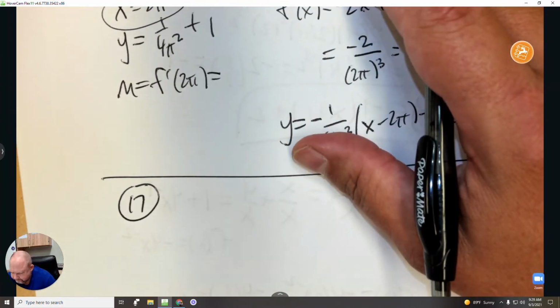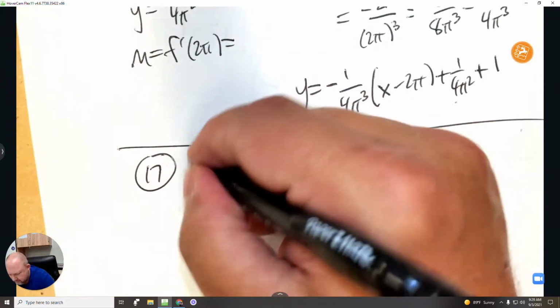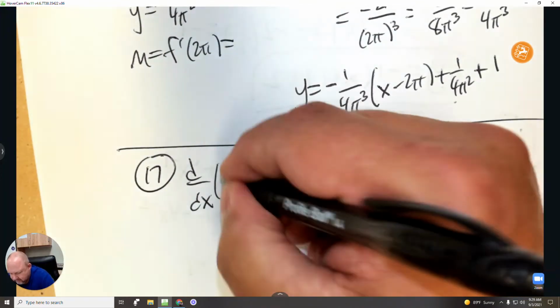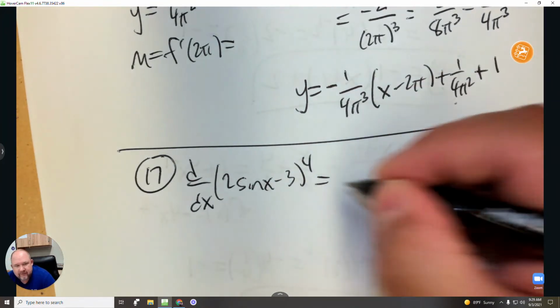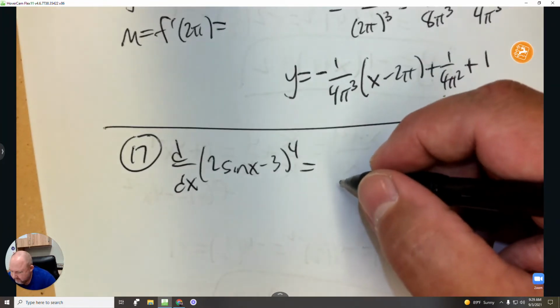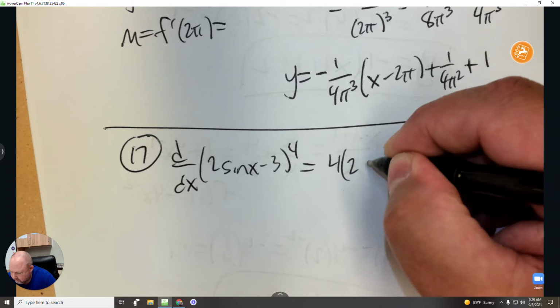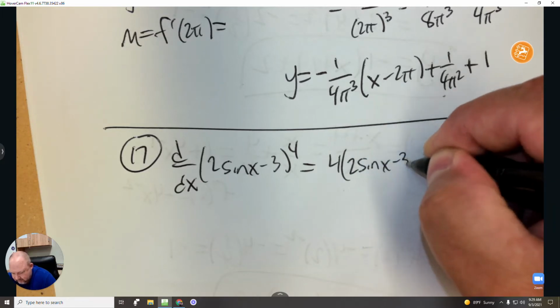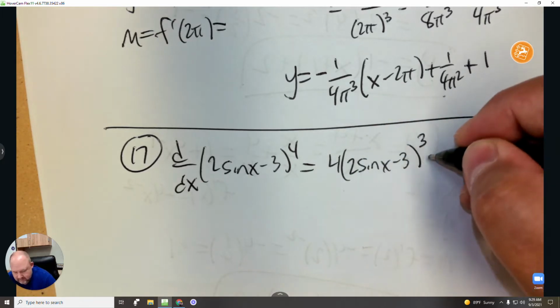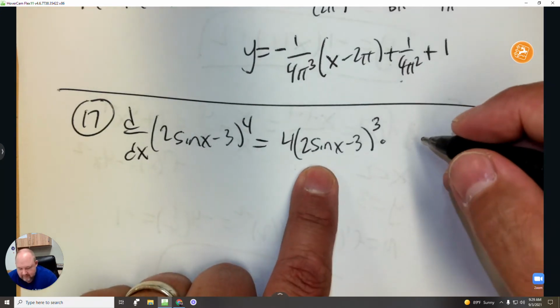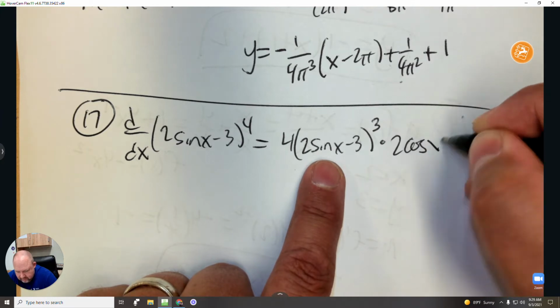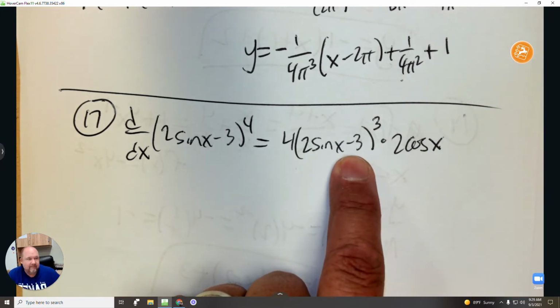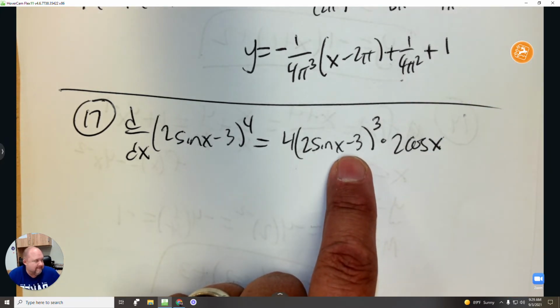Number 17, not as bad as I thought actually when I looked at it. Just take the derivative. These are not as interesting, but good skills to have. So the derivative here would be 2 sine x minus 3, subtract 1, times the derivative on the inside. The derivative of sine is cosine, so it's 2 cosine x. The derivative of negative 3 is 0, and that's it.